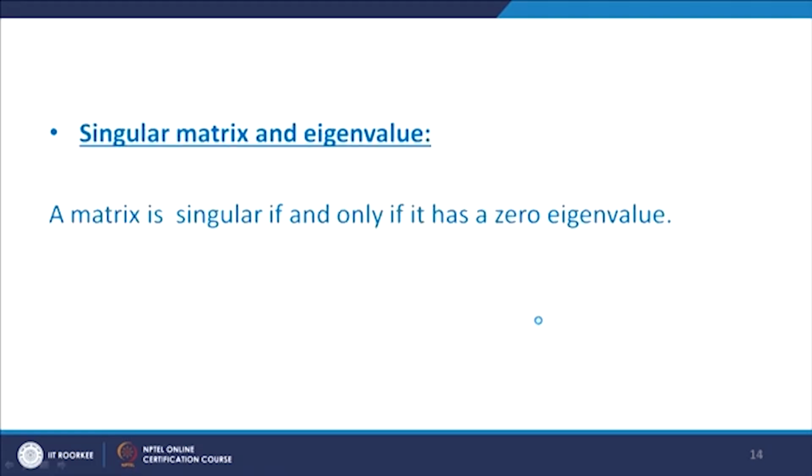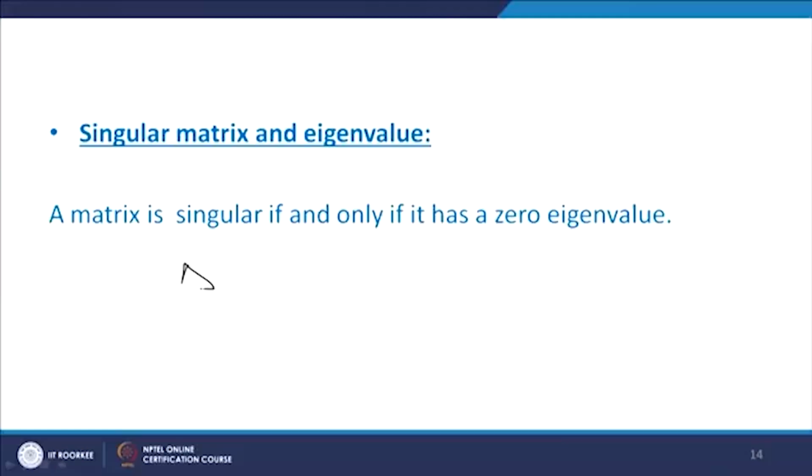Then singular matrix and eigenvalues. A matrix is singular if and only if it has a 0 eigenvalue. Singular means the determinant is 0. Let us say this is determinant delta, and these are eigenvalues lambda 1, lambda 2 up to lambda n. What is said is that it has a 0 eigenvalue.